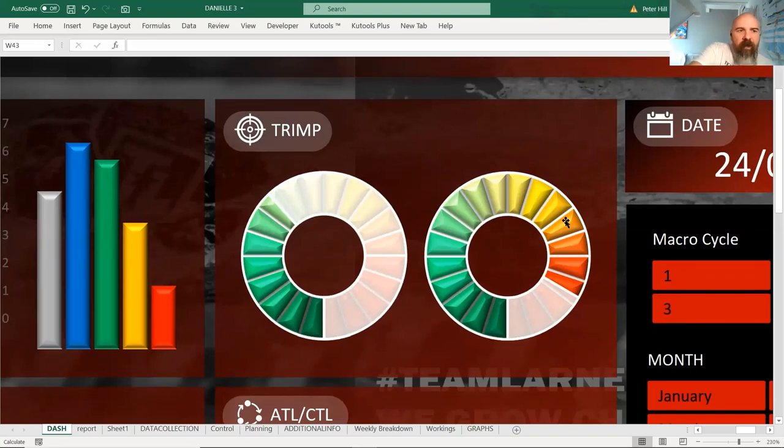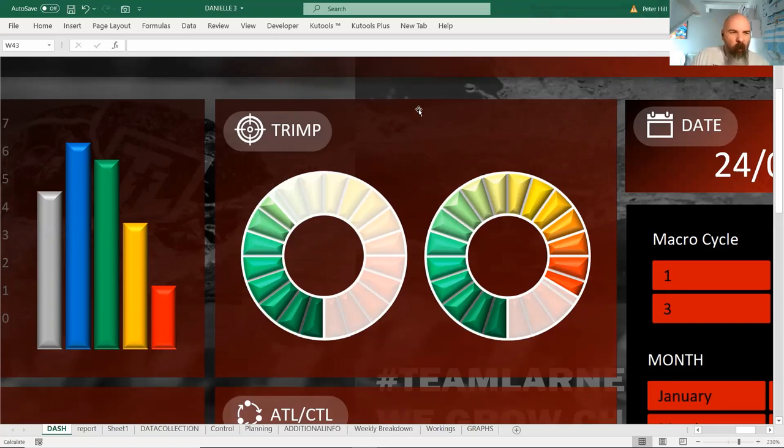The second way that I track the load of a session is through their acute training load and their chronic training load. Acute training load is short term, chronic training load is long term. The best way that I try to think of it is acute training load is fatigue, chronic training load would be related to fitness. The difference between those two can be thought of as freshness. So the more fresh they are, the more ready they are to race.